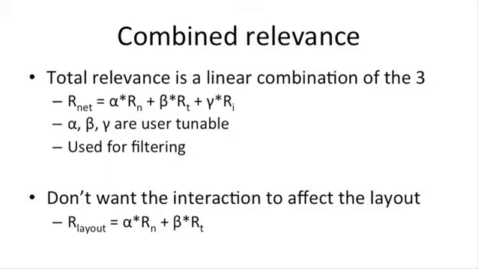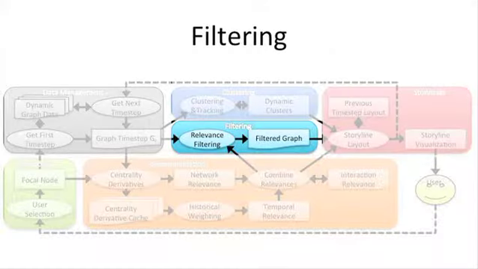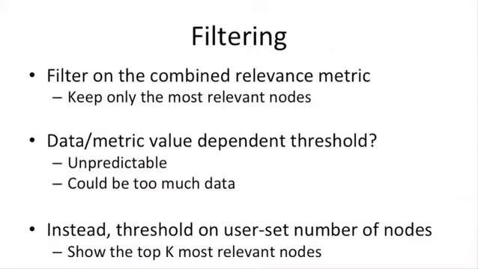And we can use that to say, okay, we only want to look at 20, 30, 40, whatever the user wants, lines relevant to one ego that we're focused on in the network. For the layout, we don't want the interaction to affect it, so we want to keep the weight used for the layout algorithm to be just on the relative importance and the temporal importance. Filtering, basically, like I said, we want to cut down the number of nodes that we're showing. So like I said, maybe only top 20 or 30 nodes that the user wants to see.